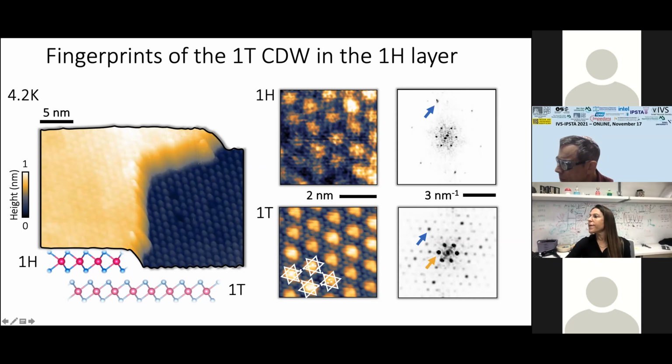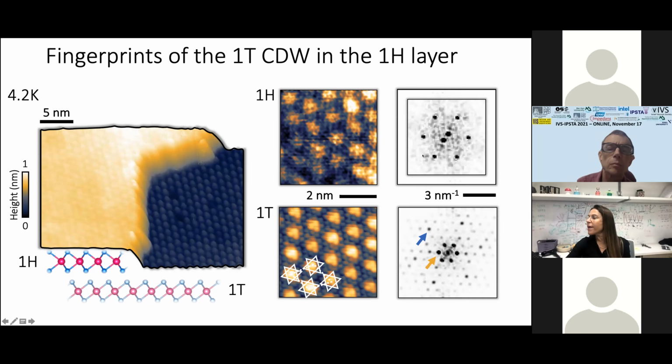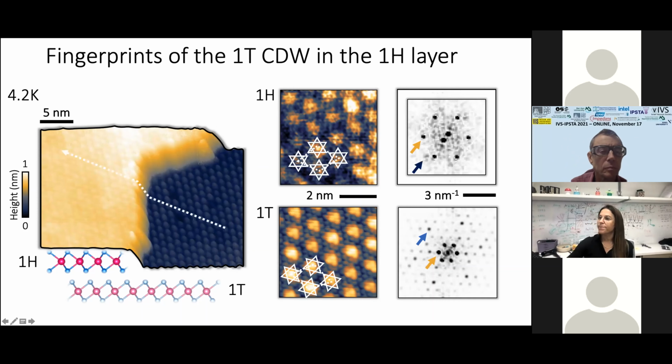So here we see the crystal structure Bragg peak. And here we see two Bragg peaks. The faint one is the one of the 3x3 CDW corresponding to the 1H, and these ones are the ones that are imprinted by the 1T, showing the interaction between the 1H and the 1T.